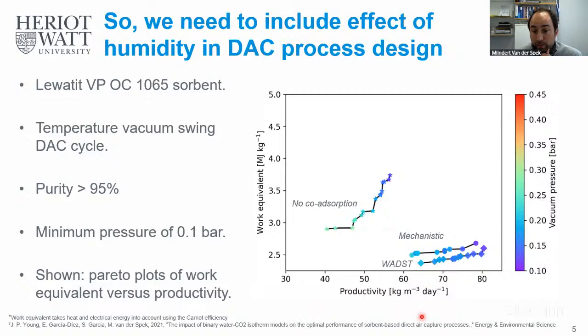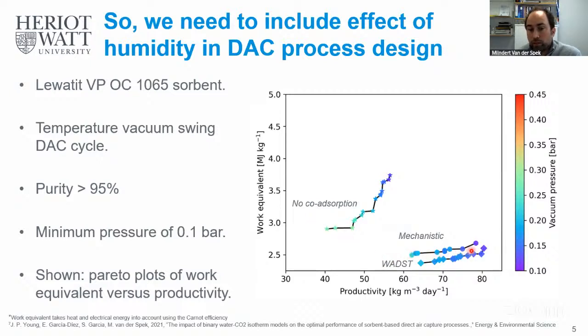So how much can you capture with a given unit per day or per year or per unit of time, and how much energy is needed to do that, right? And so here in this graph, that's expressed as work equivalent. And these are results for a direct air capture design with Lewatit, which is a polymeric resin. And you see here that this Pareto front gives the productivity energy combinations, the feasible combinations, when you don't include any coadsorption in your model, right? So you exclude that from the description of your performance.